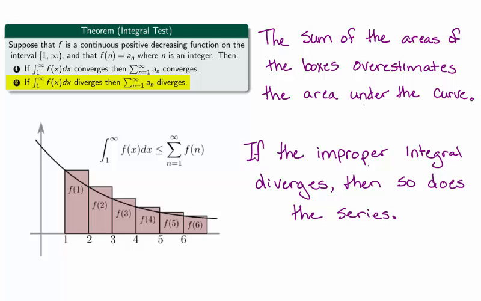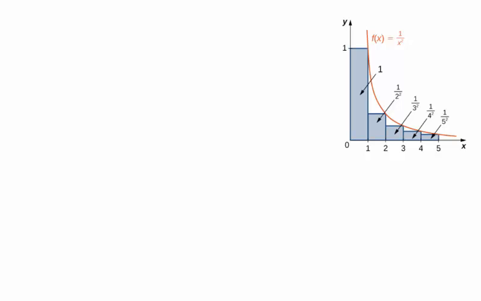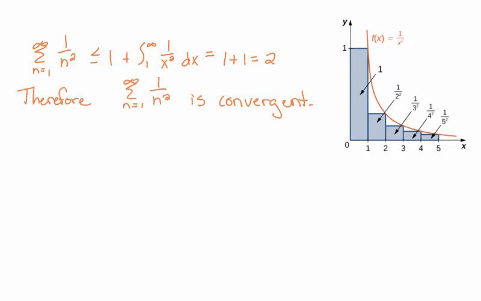Let's perform some more concrete examples to illustrate the above procedure. The following figure represents the series, the sum n equals 1 to infinity of 1 over n squared. The series underestimates the area underneath the curve. Thus we have the sum n equals 1 to infinity of 1 over n squared is less than or equal to 1 plus the integral from 1 to infinity of 1 over x squared dx, which equals 1 plus 1, which equals 2. Therefore, the series, the sum n equals 1 to infinity of 1 over n squared, is convergent.